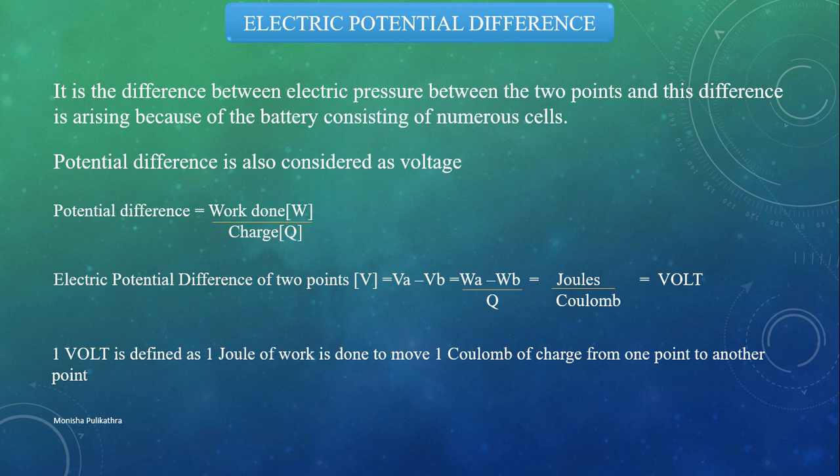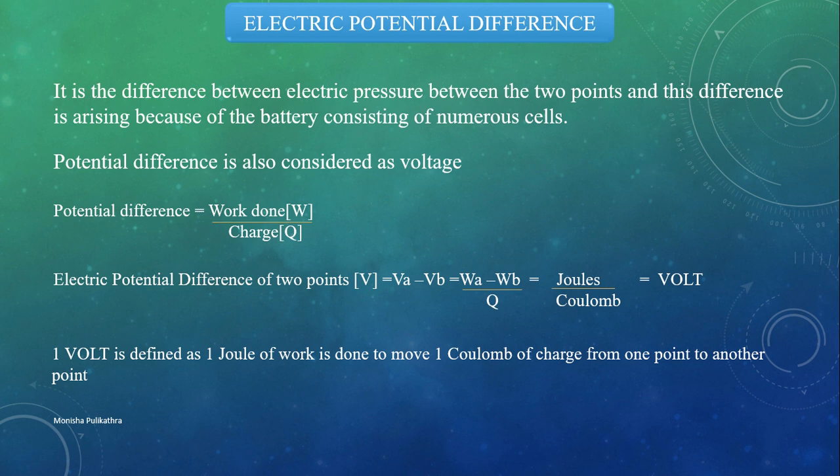If we need a technical definition, potential difference between 2 points is given as work done per charge. Since there is a difference between these 2 points, as I have already explained with the example of 2 boys, it is written as VA minus VB. So V is equal to VA minus VB, which equals WA by Q minus WB by Q. The charge is not altering, the charge is the same, but there is a difference in the electric potential.